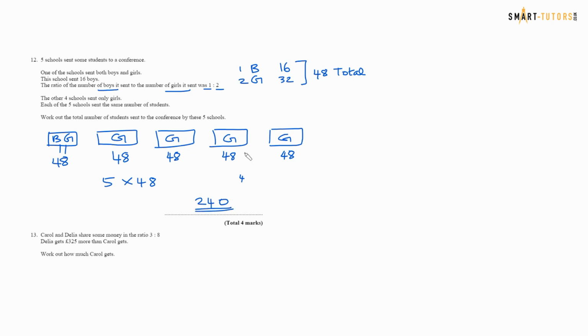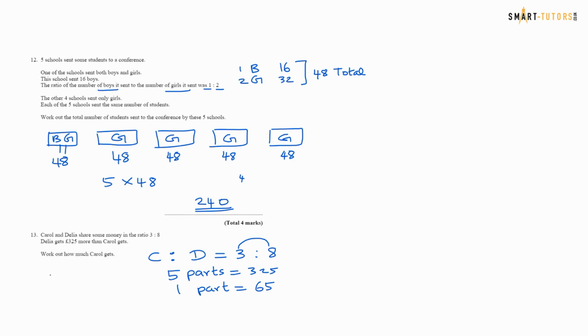Carol and Delia share some money in the ratio of 3:8. Delia gets 325 more than Carol gets. So first of all, C is the Carol, D is the Delia, is 3:8 portion. So Delia gets 325 more than Carol. So the proportion wise 3:8 means she gets 5 parts more than Carol, which is 325. So 5 parts 325 means 1 part equal 65.